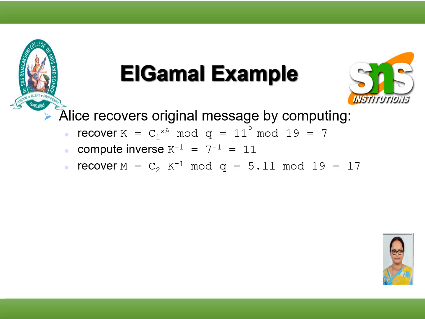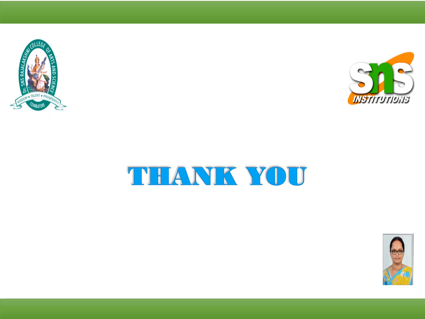Now let's analyze how she recovers the original message by applying the equation K = C1^xa mod q, 11^5 mod 19 = 7, and computing the inverse, K^-1 = 7^-1 = 11. To recover the message, m = C2 K^-1 mod q, that means 5 x 11 mod 19, so we get 17. In this way we recover the message and the k value in the ElGamal algorithm.